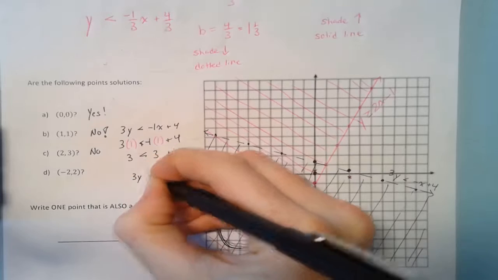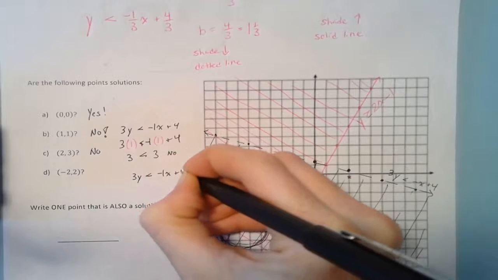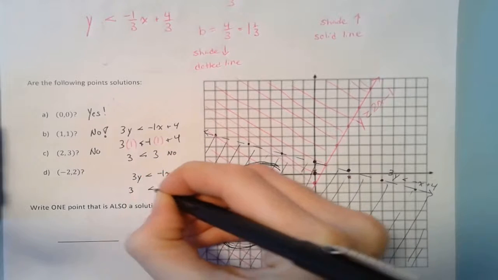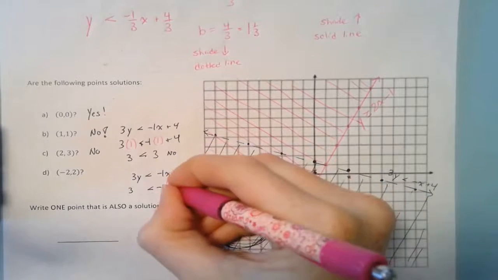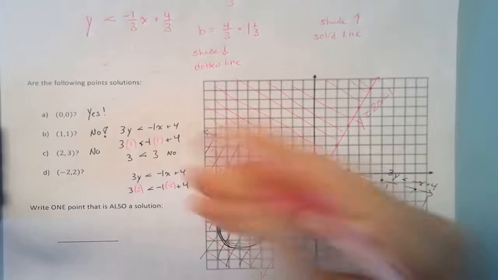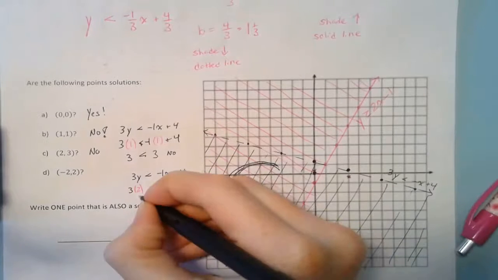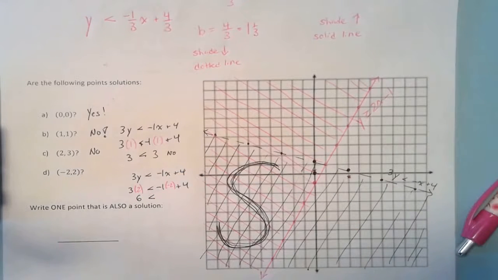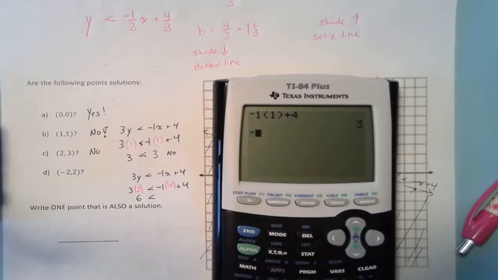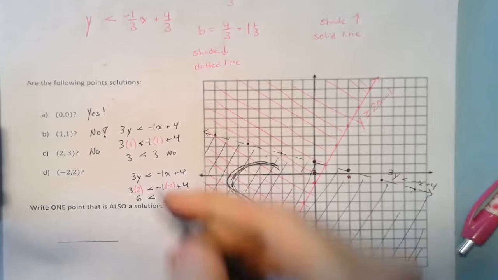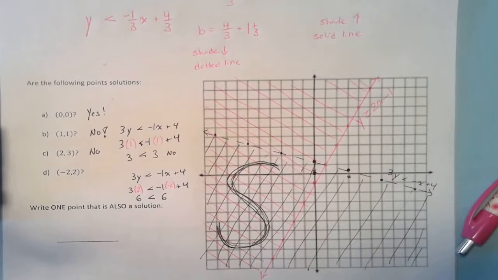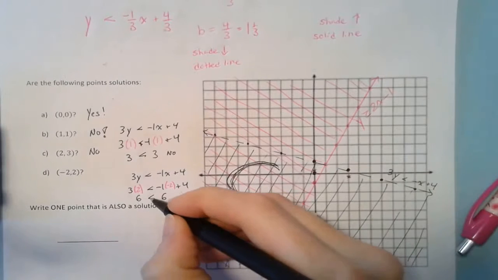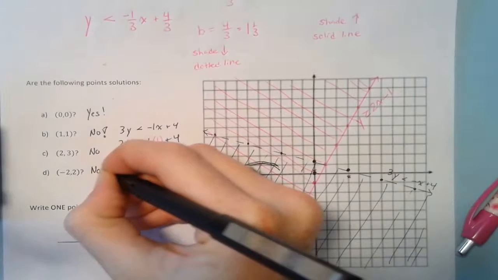I'm just going to put in negative 2 for x and positive 2 for y. The left side is going to be 6. Right side, I'm going to have to do with my calculator, all those negatives. It was 6. So again, if that was a solid line, then definitely, but it's not. So 6 is not less than 6. So solution, that's a big no.